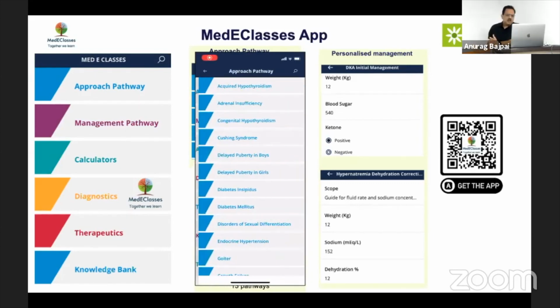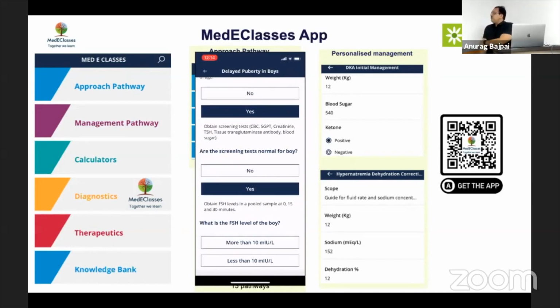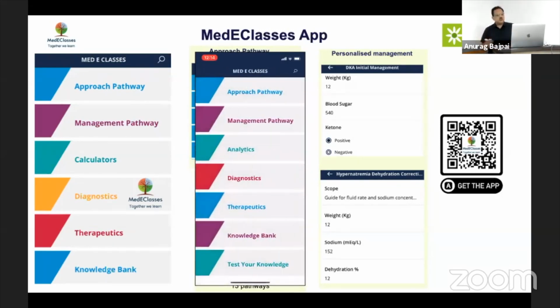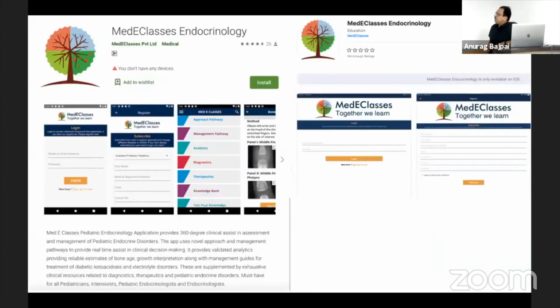Now, it basically is a very simple user interface. You just go to the disorder you're looking at, and then you answer a few questions. Yes, no, you will get the answer, and we'll go through that. Now, this is available on both the Android as well as the iOS platforms. You can just go and download it from there. All you have to do is register.